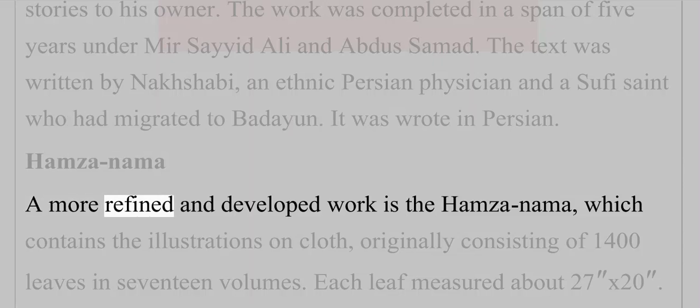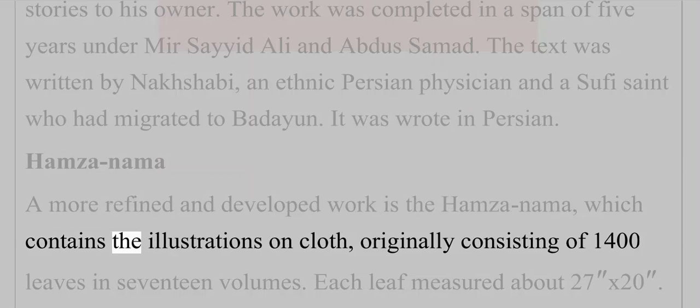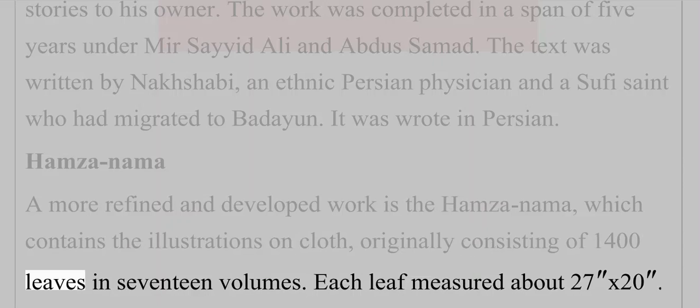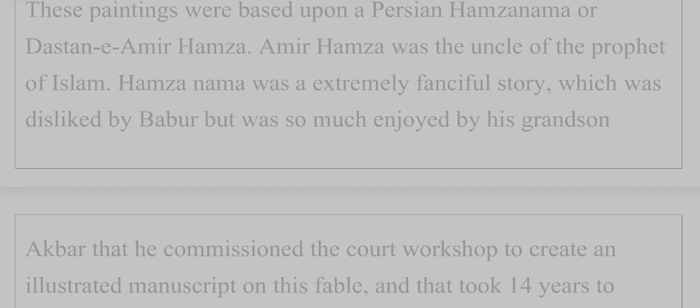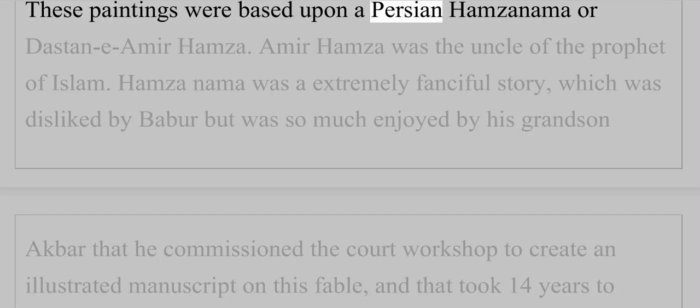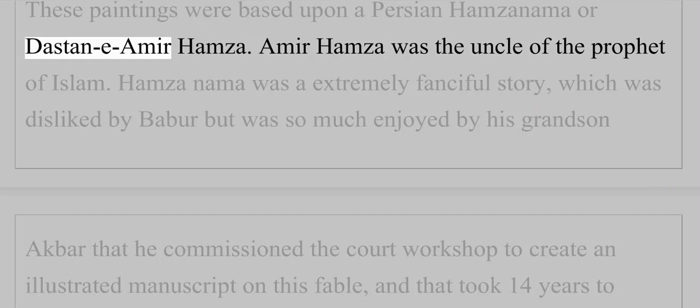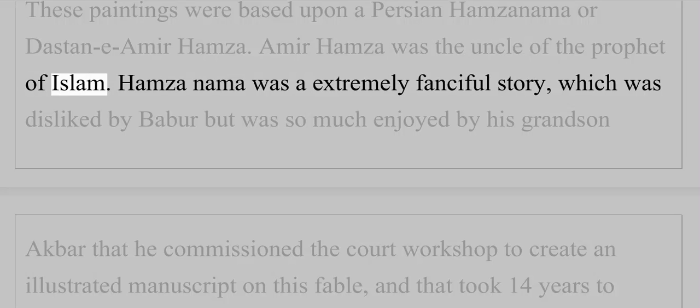Hamzanama, a more refined and developed work, contains illustrations on cloth, originally consisting of 1,400 leaves in 17 volumes. Each leaf measured about 27 x 20. These paintings were based upon a Persian Hamzanama or Dastan-i-Amir Hamza. Amir Hamza was the uncle of the Prophet of Islam.